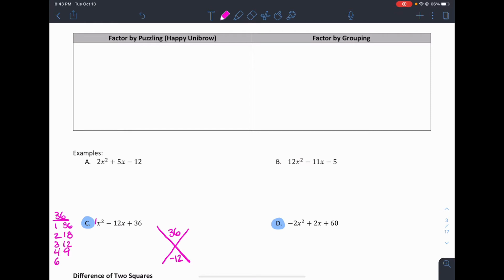5 doesn't go in. 6 and 6. I don't need to keep going because I've repeated a number. That means I've hit all of the numbers, because otherwise my next one would be 9, which is already down. Now, of course, 6 and 6 can make 12. And in order to multiply to positive 36 and add to negative 12, we need them both to be negative. So this is x minus 6 times x minus 6, which you could also write as x minus 6 squared. Both of these are acceptable.